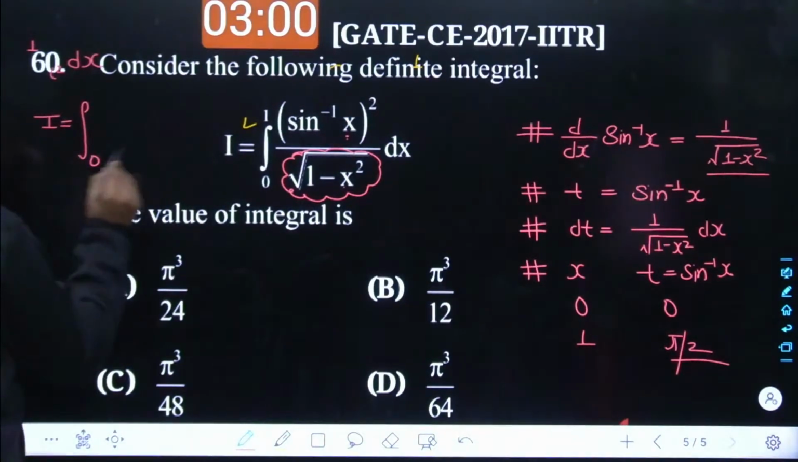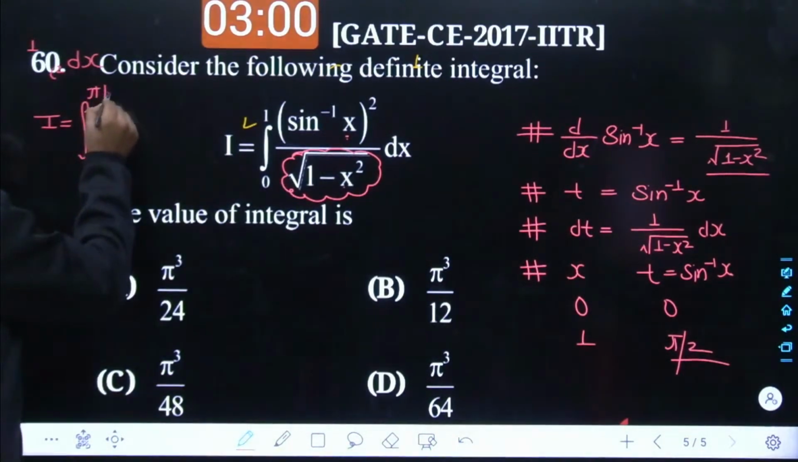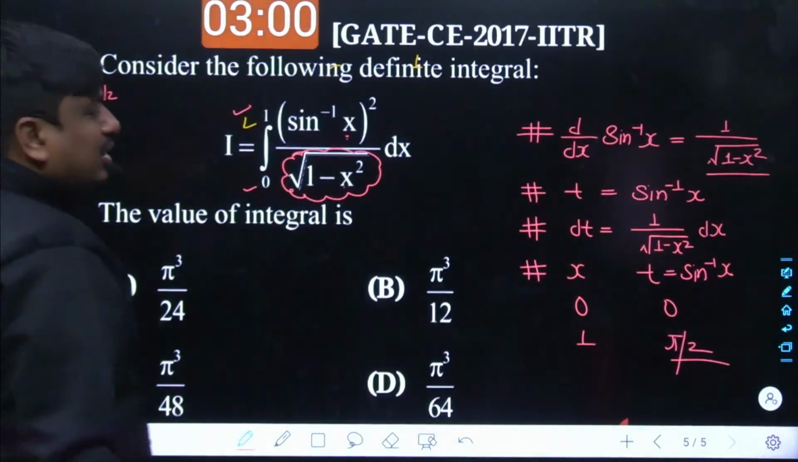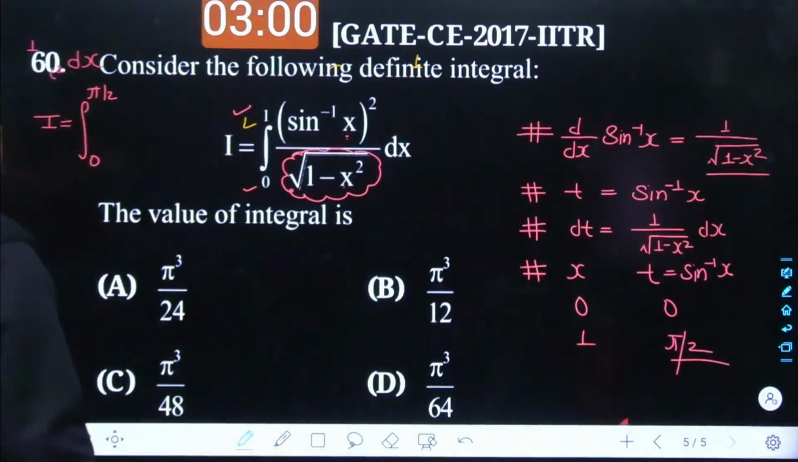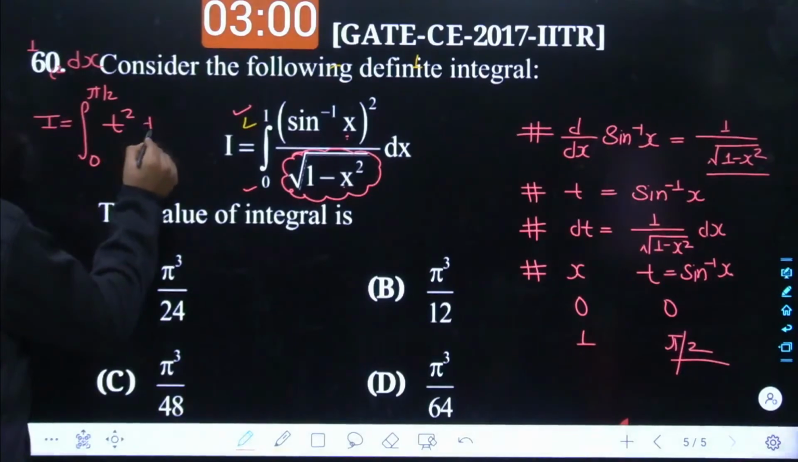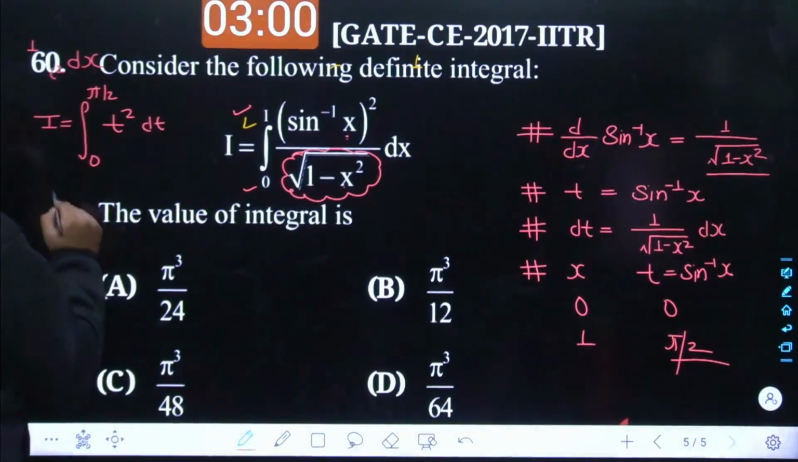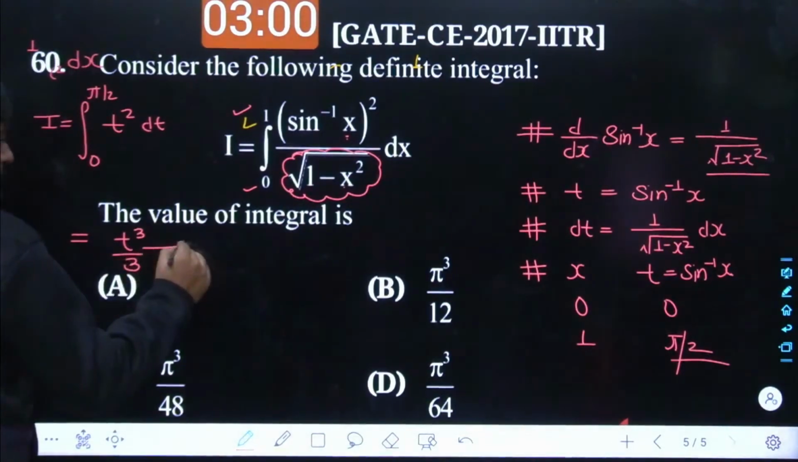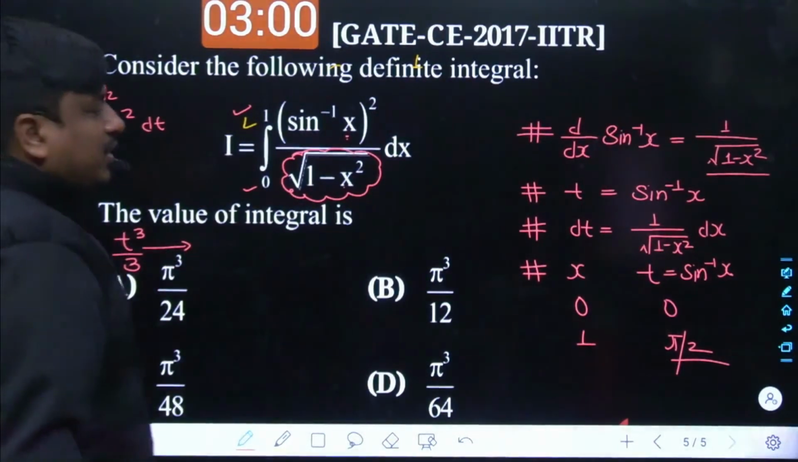The 0 would be fed as 0, 1 would be fed as pi by 2. Initially, the lower limit of x was 0 and the upper limit of x was 1. And now it has been replaced with t. T goes from 0 to pi by 2. And then comes t square over dt. The integration of t square is going to be t to the power of 3 divided by 3.